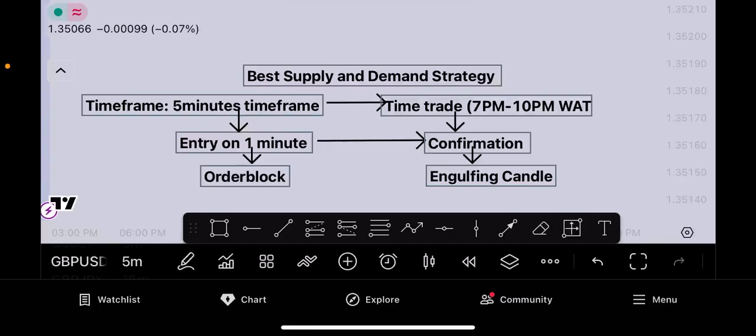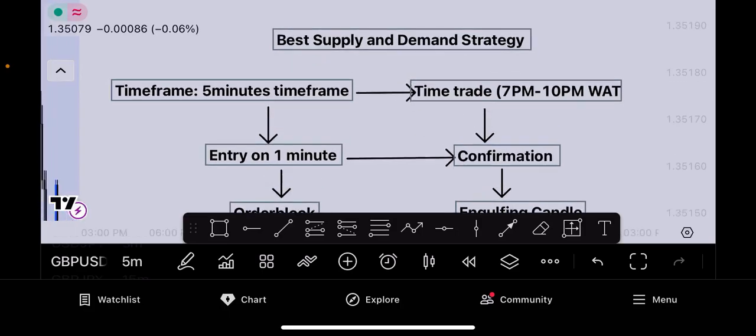Hello traders, welcome. In today's video we are going to be talking about the best supply and demand strategy. We are going to be talking about the time frame you are going to be using, the time to trade, entry and confirmation entries, as you are looking at it here on the chart.